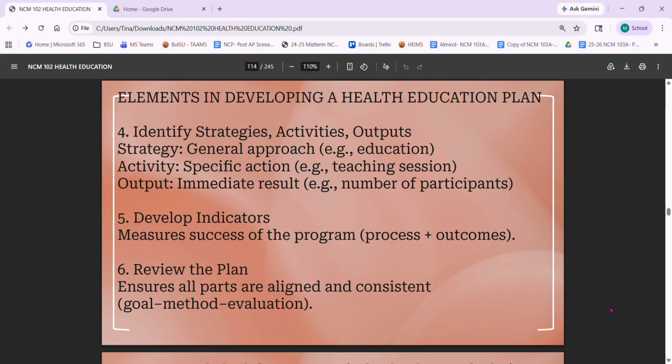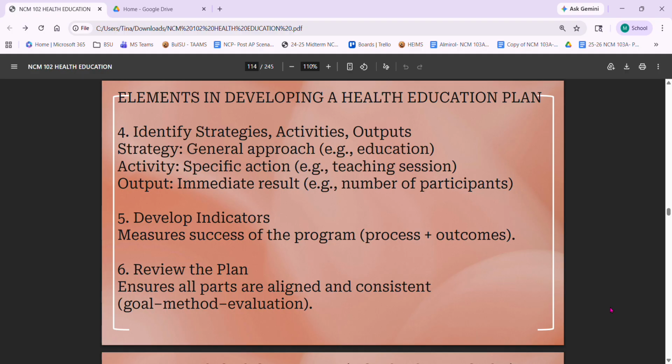Next is what? Identify strategies, activities, and output. When you say strategies, ano yung general approach? So, example, education. Pag activity, specific action. So, ano yung gagawin ninyo? Let's say, teaching session. Ano yung output? Immediate result. Ilan yung number of participants na gagamitin ninyo? So, example, magkakonda kayo ng weekly diet teaching, ang aim ninyo is meron kayong 30 na attendant.